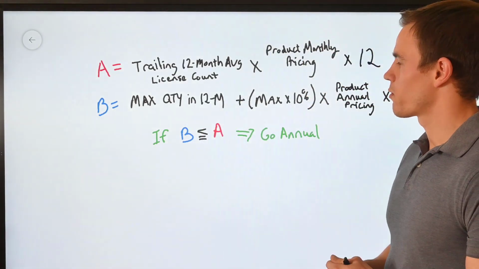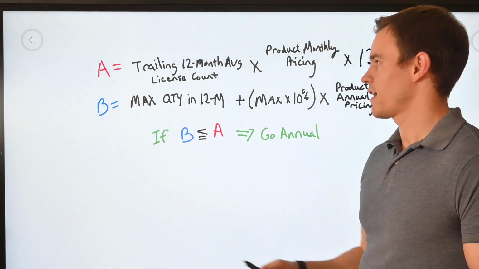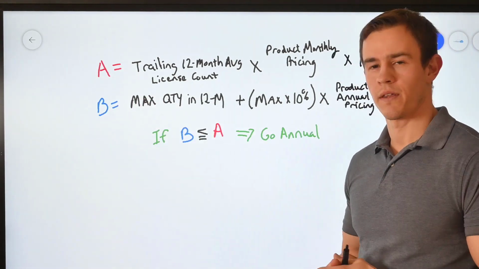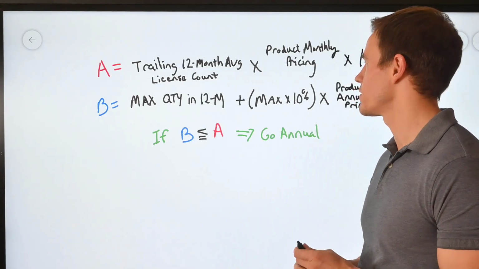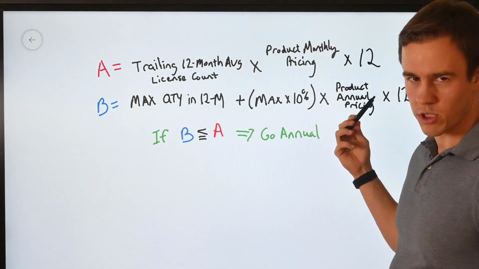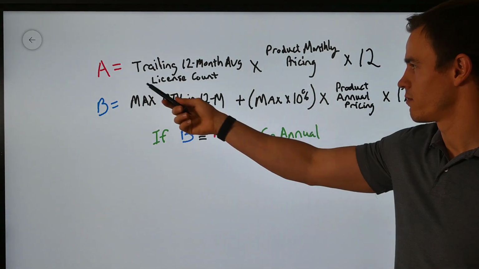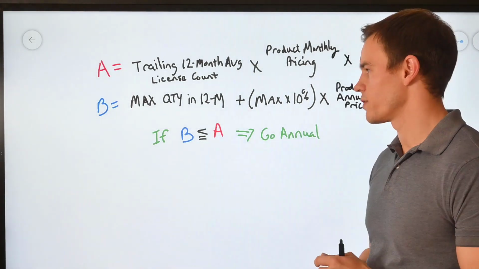With this though, when we're taking a look at A versus B, on the A side of the house, we're looking at a trailing 12-month license count quantity that you have for customer subscriptions. You're multiplying that by your product monthly pricing, then you're multiplying that by 12 to determine the total cost of A, basically what you would be on monthly for a whole year.